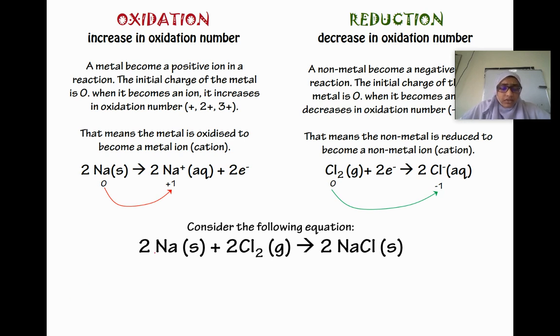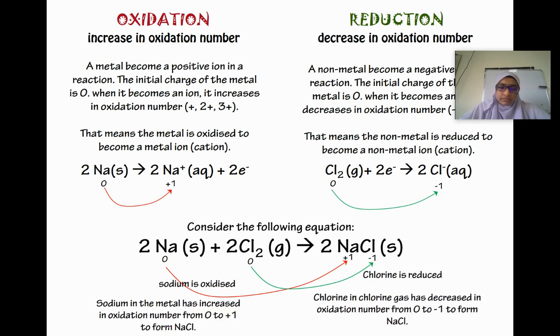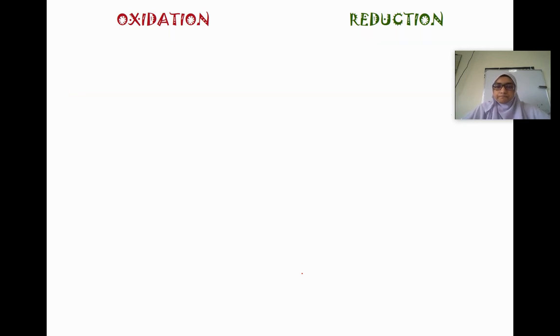Okay? So now when you look at this, I'm going to combine both together. Sodium has become from 0 to +1, has been oxidized. Chlorine, the other reactant, 0 to -1 has been reduced. Sodium has increased in oxidation number from 0 to +1 to form NaCl. Chlorine has decreased in oxidation number from 0 to -1 to form NaCl. All right. So while sodium is oxidized, chlorine is reduced. You can see both redox, oxidation and reduction, happens in the same equation all the time.